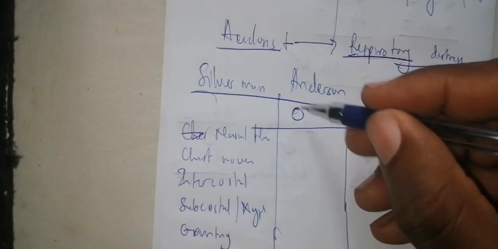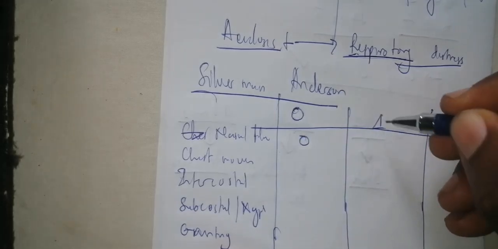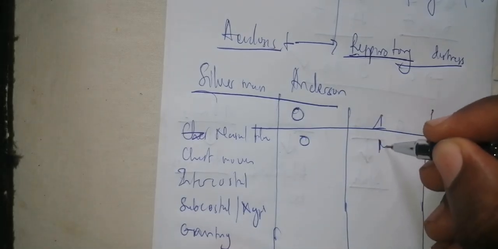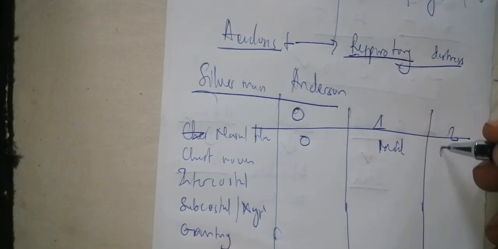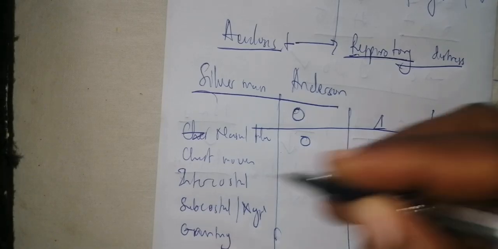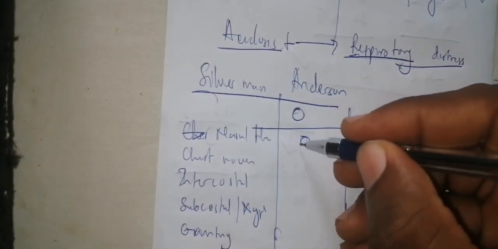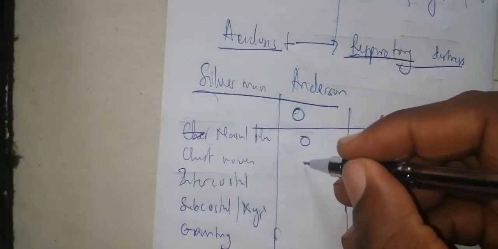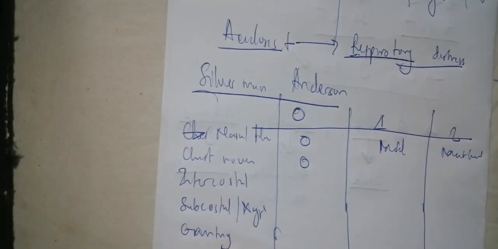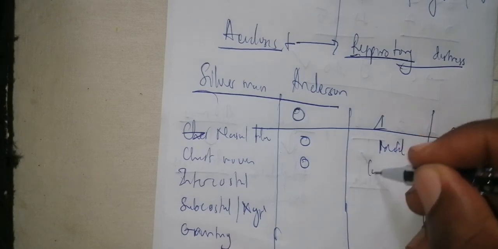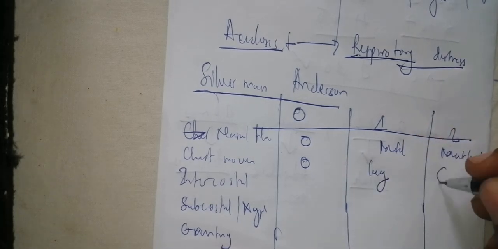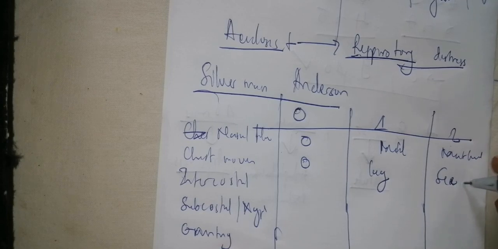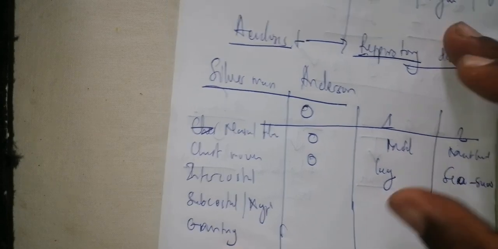Nasal flaring: if there is no nasal flaring, it is 0. If there is mild nasal flaring, it is 1, and if there is marked nasal flaring, it is 2. For the chest movement, if the chest moves with the abdomen, it is 0. If the abdomen lags behind the chest, or the chest lags behind the abdomen, it is 1. And if there is a seesaw movement, is it clear? A seesaw movement, it is 2.